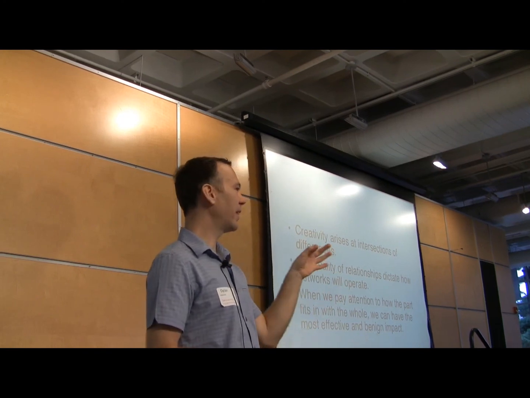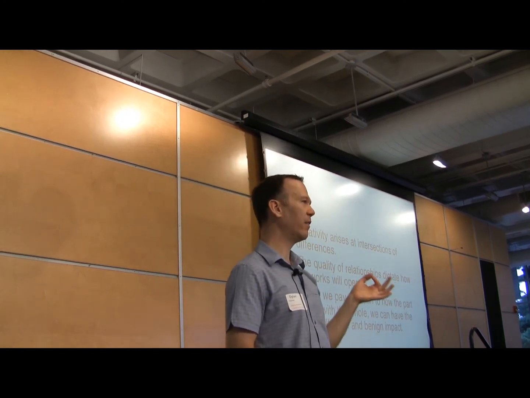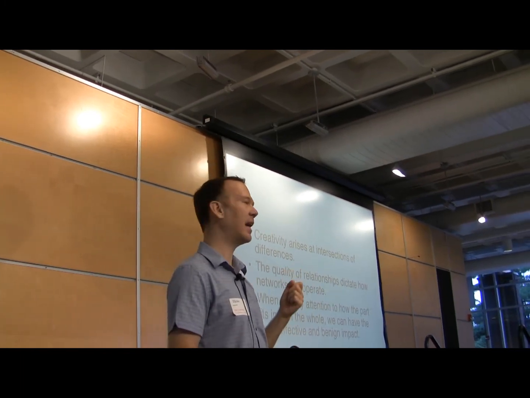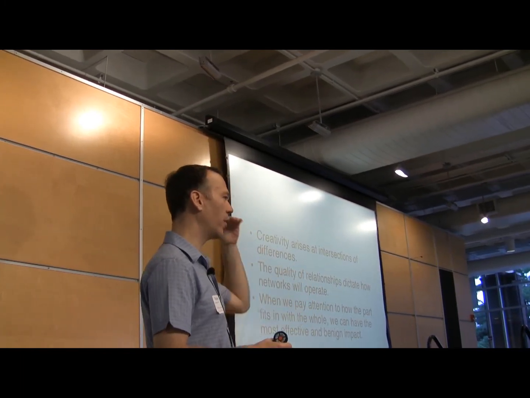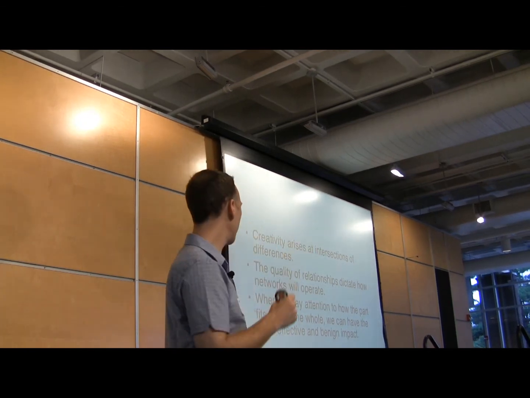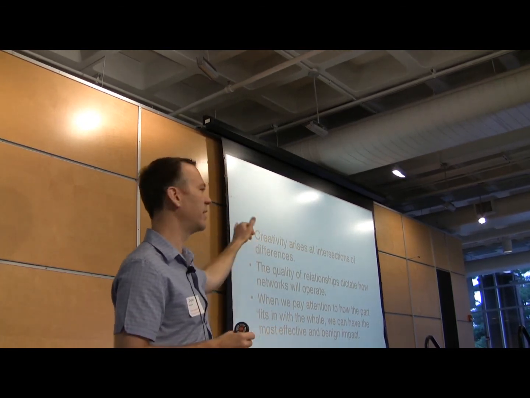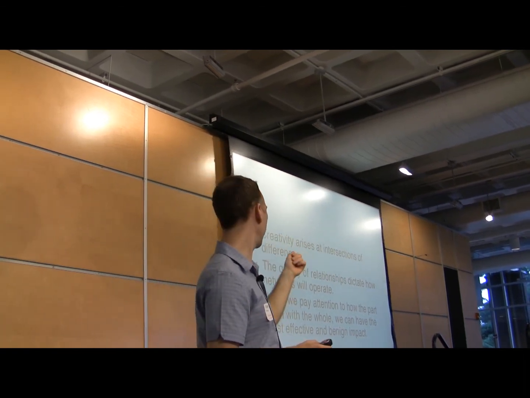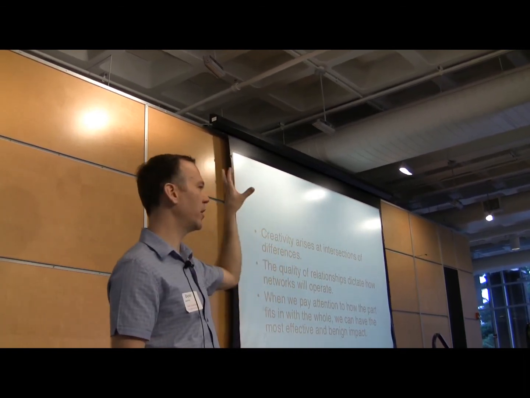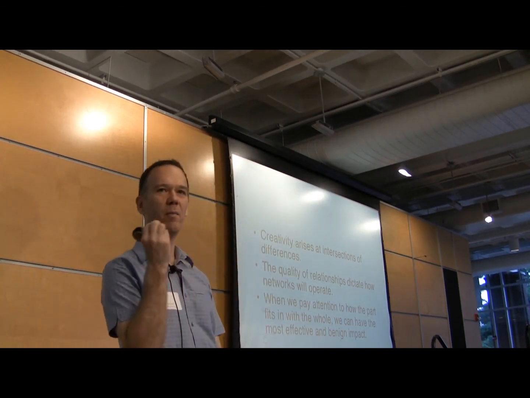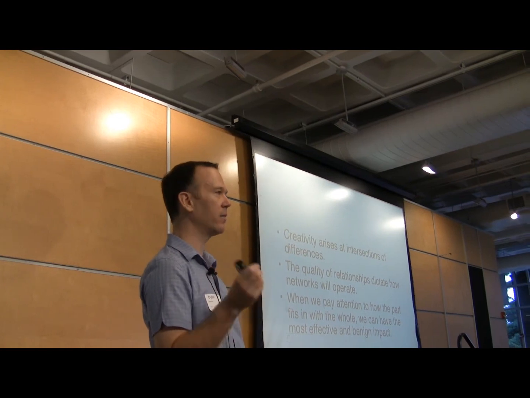So we're thinking that creativity arises at the intersection of difference. That's why we want so many different kinds of people and ideas in networks, both at the core and the periphery. And we also think that if we take care of relationships, the quality of those relationships dictates how the networks will operate, if there's trust, all that sort of thing. And also that if we pay attention not just to the part, but how the part fits into the whole, that's how we can have the most effective and benign impact.